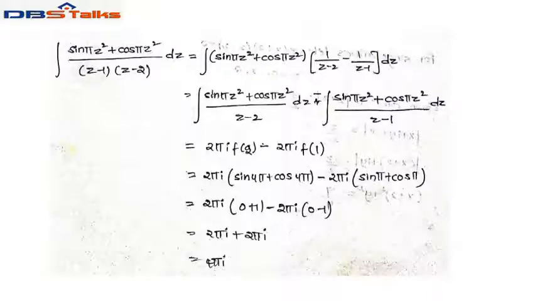That equals 2 pi i into sin 4 pi. Sin n pi is always 0, whether n is even or odd. So, sin 4 pi is 0. Cos 4 pi: 4 is even, so that value is 1. Minus 2 pi i into sin pi, which is 0, plus cos pi, which is minus 1. So, that equals 2 pi i plus 2 pi i. That equals 4 pi i.